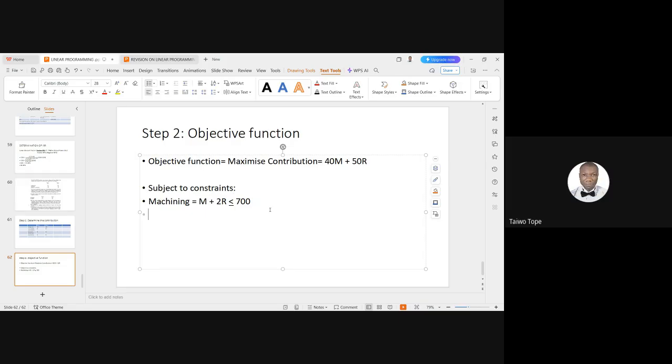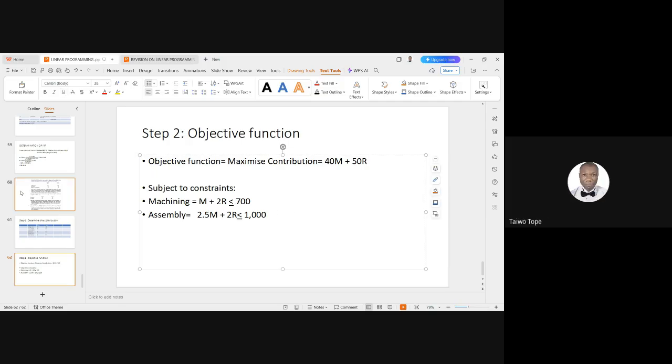Then for assembly, 2.5 M plus 2R, less than or equal to 1,000.